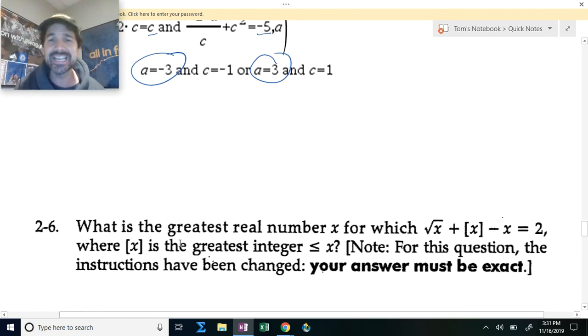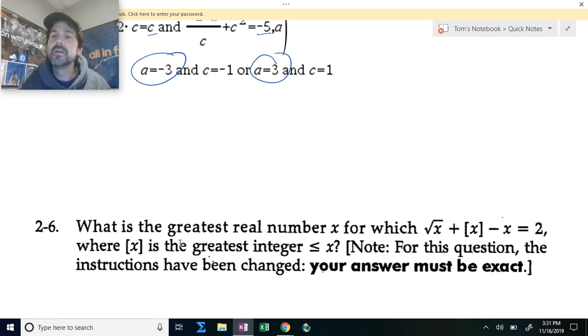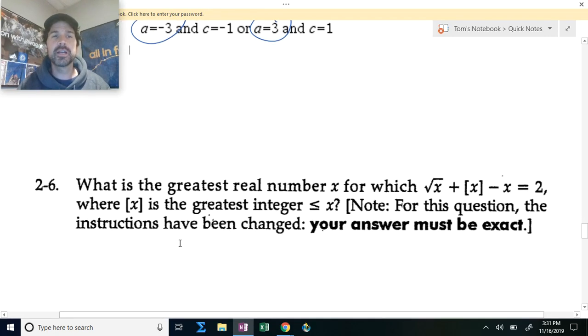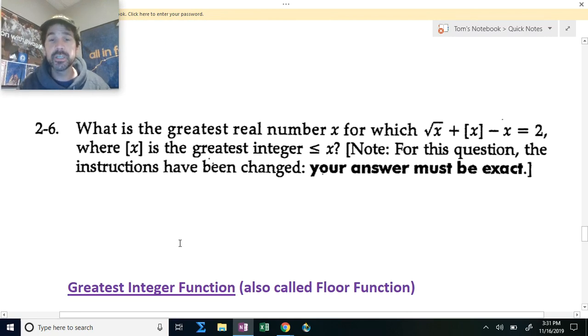What's the greatest number x for which the square root of x plus this thing, which is the greatest integer function of x, minus x equals 2? You might be like, what the heck's the greatest integer? Well, a greatest integer, you can think about it as, it's also called a floor function.